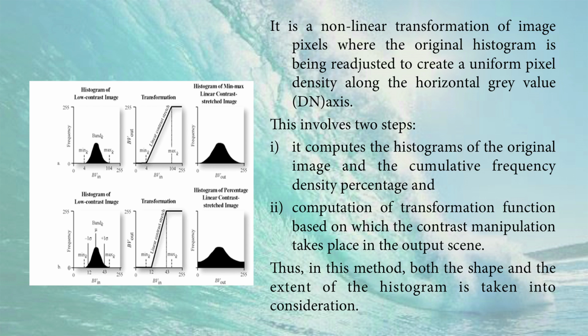So, this involves two steps. It computes the histogram of the original image and the cumulative frequency density percentage, and computation of a transformation function based on which the contrast manipulation takes place in the output scene. Thus, in this method both the shape and the extent of the histogram are taken into consideration.